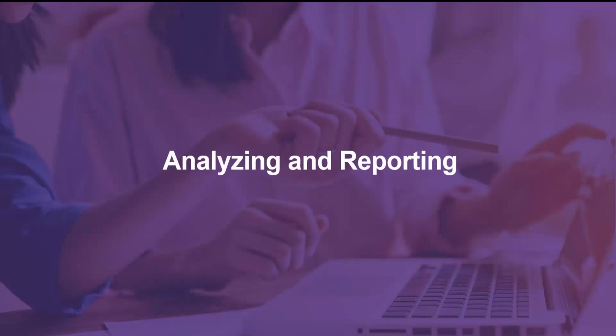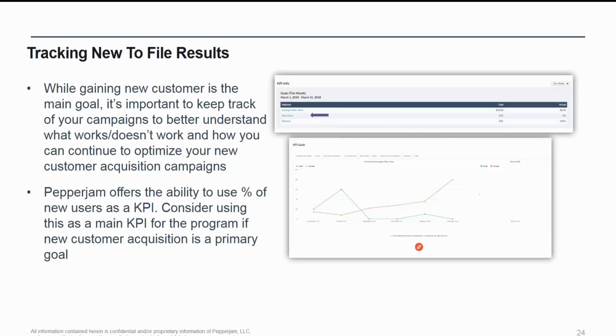So for all of this, you're going to want to take a look at some different ways to continue to analyze and review reports to make any adjustments you need to for your strategy. If you haven't yet taken a look at this, Pepperjam does offer you the ability to add KPIs, or key performance indicators, for your program. One of them is percentage of new users. So if you're looking to initiate a new to file campaign, it's a good idea to maybe add this as one of your top 3 KPIs for the program.